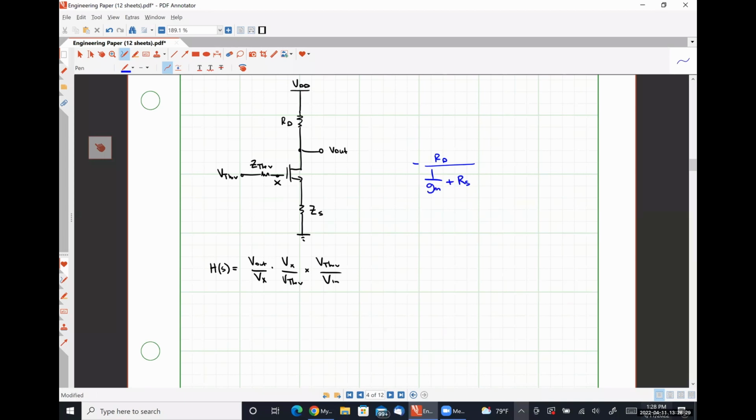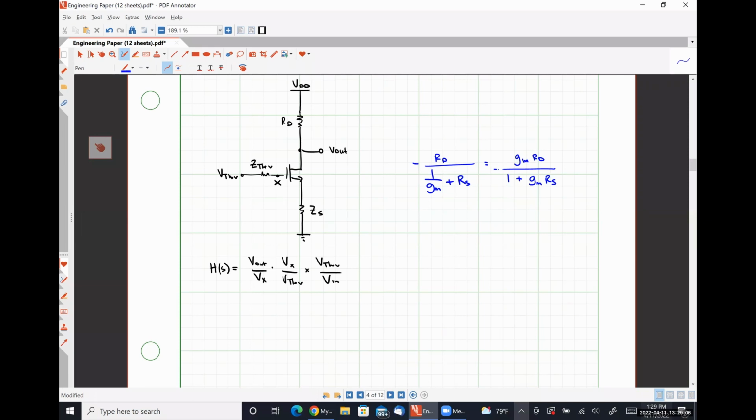All right. So what I'm going to do here, and I'll explain my logic briefly, is I'm going to multiply through by GM over GM. The obvious reason is because I don't want fractions inside of my fractions, but we'll talk about it again in a moment. So that's going to be GM RD divided by 1 plus GM RS, and then a negative sign out front. Are we okay with that simplification?